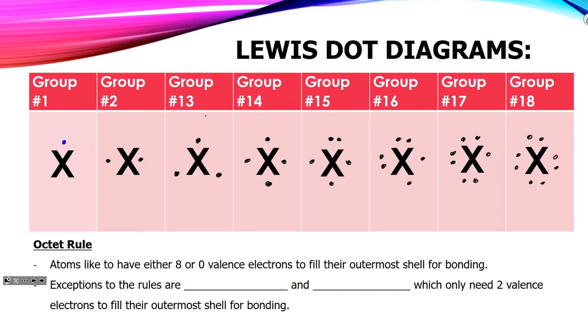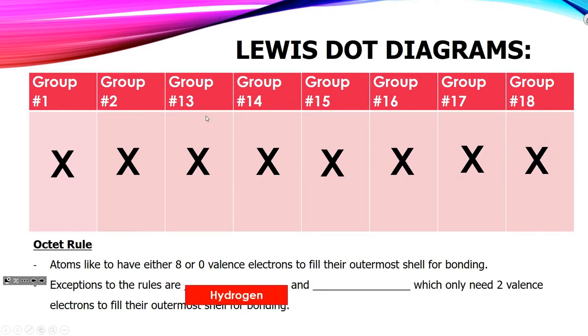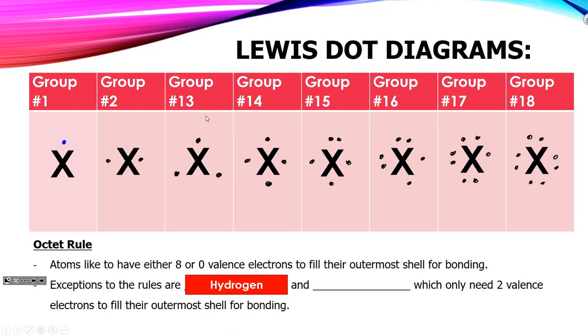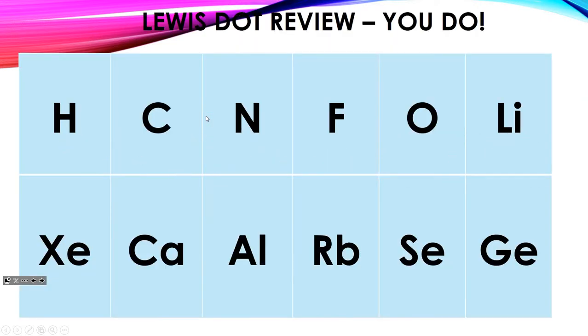Okay, so octet rule again. I want to have 8 or 0. Okay, and 0 would put me down to the one below it. So exceptions to the rule are hydrogen and helium. We already talked about that because on that top row, there's only 2 across, so I can only have 2. Okay, so hydrogen and helium are the exceptions.